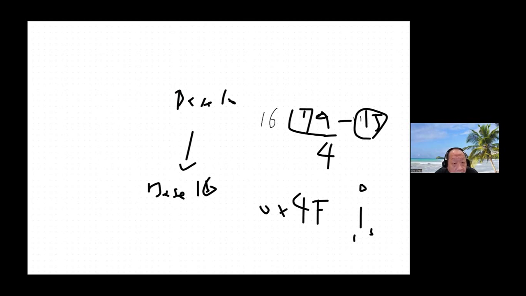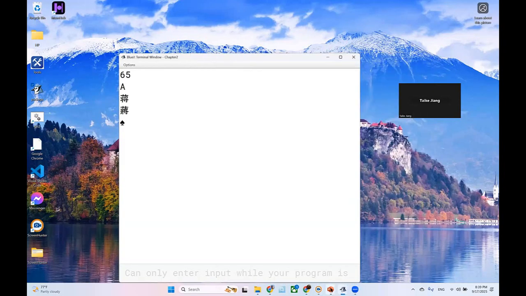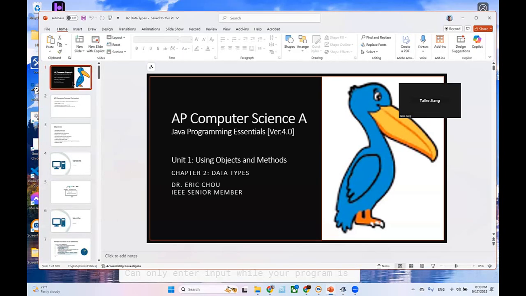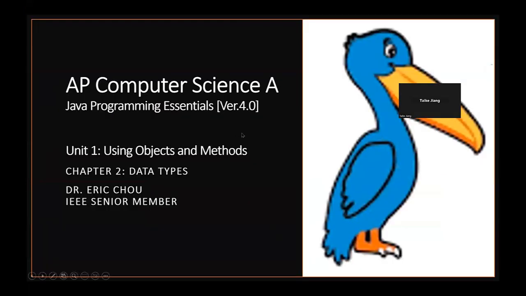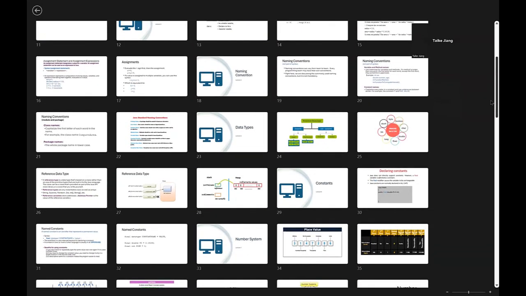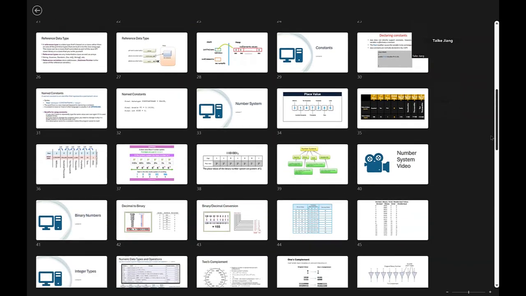Now we go back to the problem of how negative numbers are represented. I'm going to show you the slides that show where the negative number is. We actually don't have negative numbers in our number system. We only have the positive numbers.